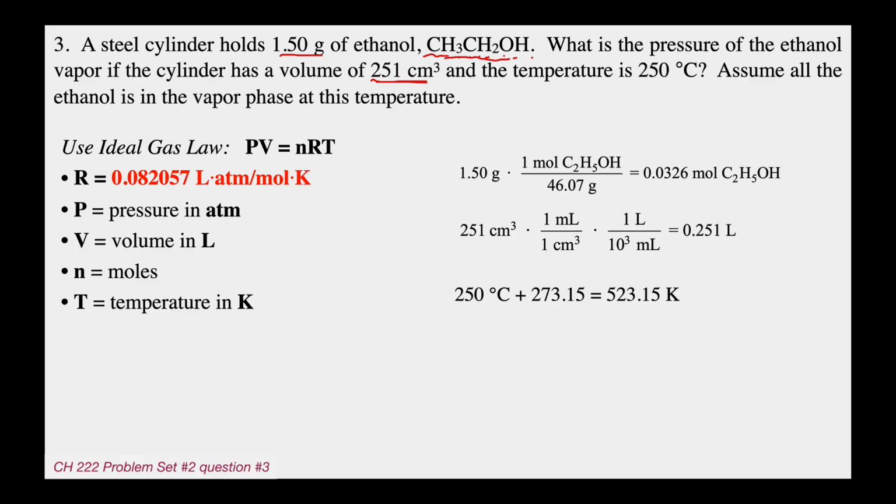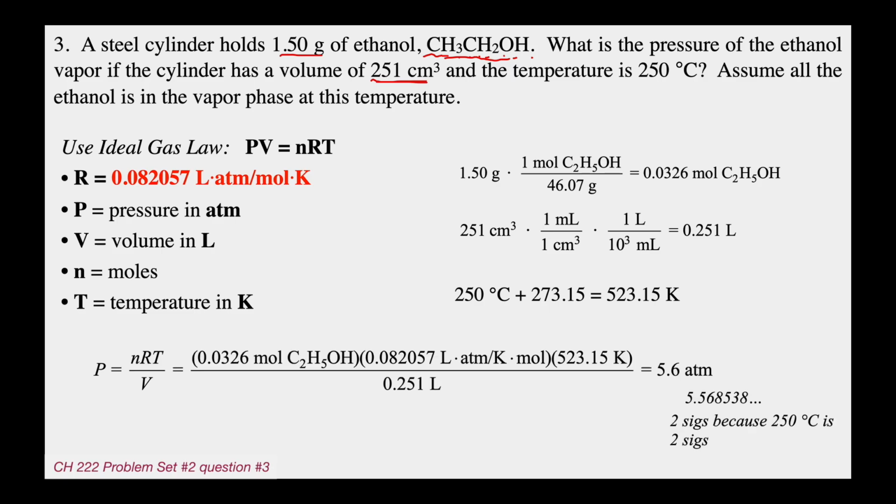And 250 Celsius, if you add 273.15 to it, initially you get 523.15 Kelvin. I'm going to come back to that here in a little bit though, so hang on. Anyway, now I've got Kelvin, liters, moles, I've got R, so the only thing I don't have now is pressure. Let's put all of those numbers in. Now, in your calculator, you're going to get 5.568538, etc., etc. And the question is here, how many sig figs?